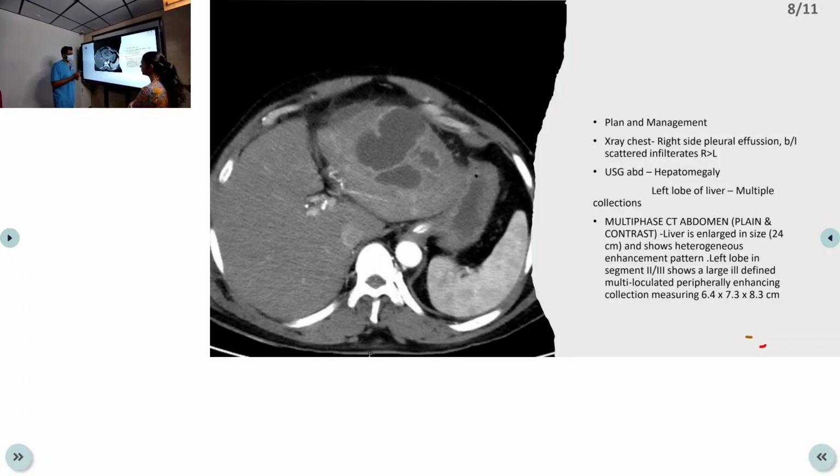Aerobic and anaerobic blood cultures were sent. Especially since we are suspecting some collections in the liver, along with aerobic, we should send anaerobic blood cultures also.